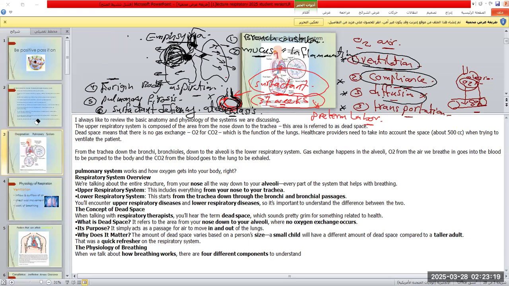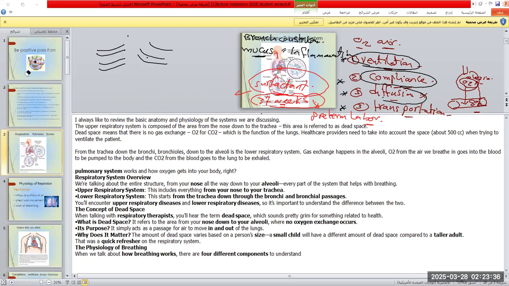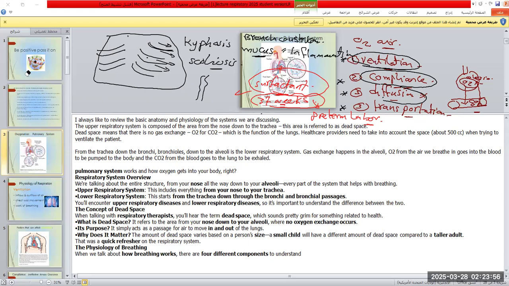Could you think of a patient who has something related to the ribs, like kyphosis or scoliosis? Yes, they have an abnormal shape of their chest wall. So this will decrease the space that lets the lungs expand. Like kyphosis and scoliosis, which mean a deviation of our spinal cord or vertebral column. Okay.